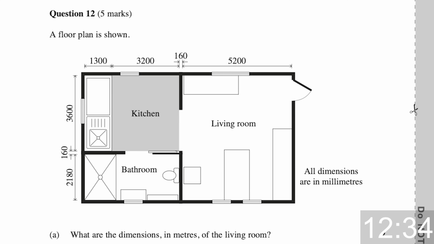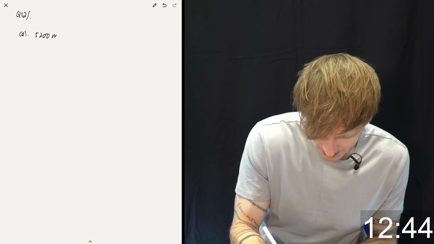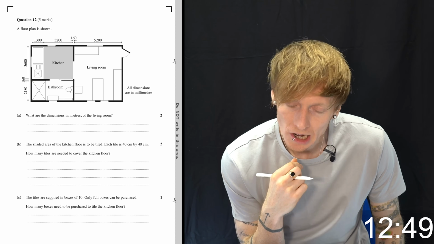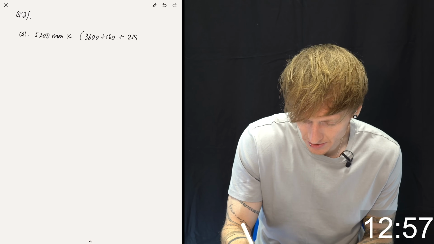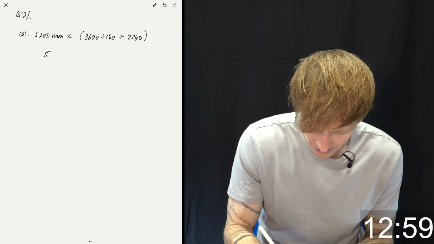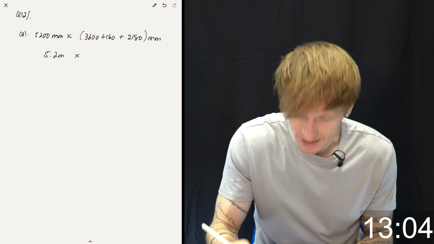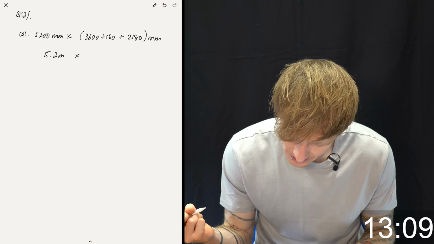Okay, floor plan is showing dimensions are in millimeters. What are the dimensions in meters of the living room? So it's 5,200 millimeters lengthwise, and then its height is 3,600 plus 160 plus 2180. So that's 5.2 meters by whatever this is in millimeters, and then I'll convert to meters. So that's going to be 2180.